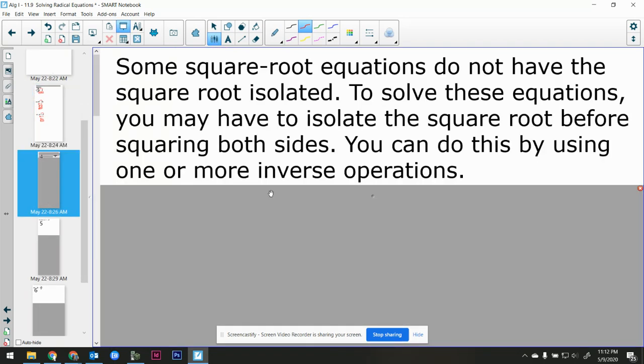All right, let's keep going. Some square root equations do not have the square root isolated. Remember that the word isolated means completely alone. To solve these equations, you may have to isolate the square root before squaring both sides. You can do this by just doing inverse operations.